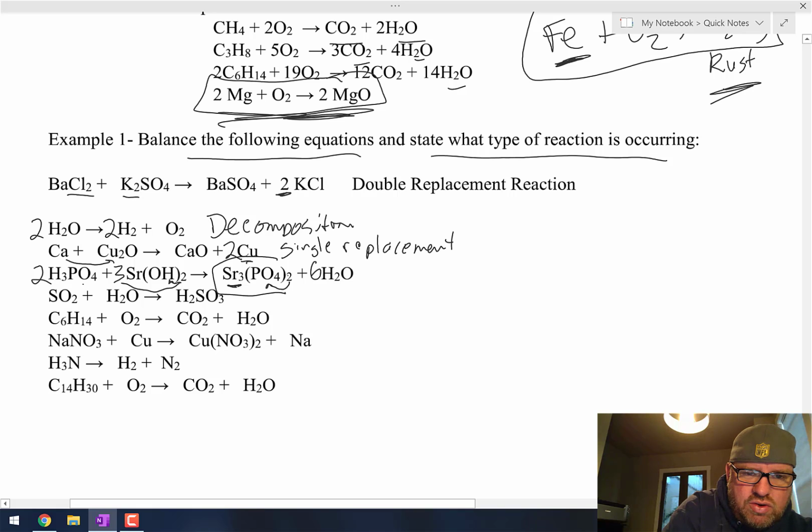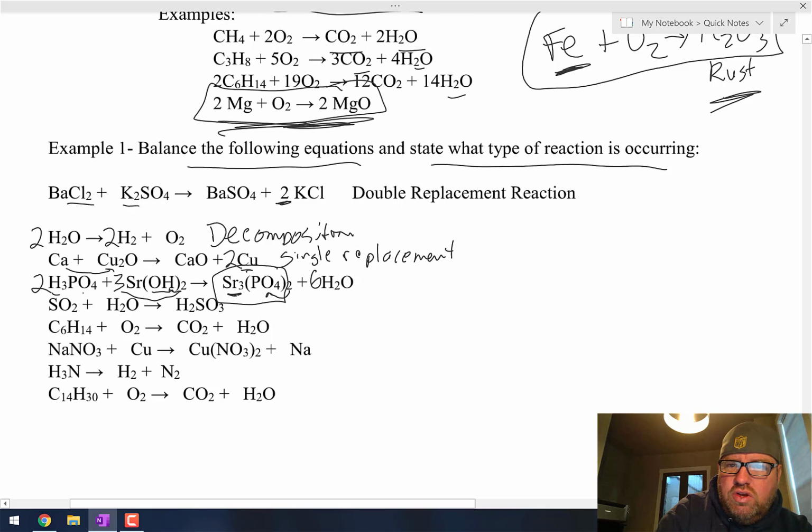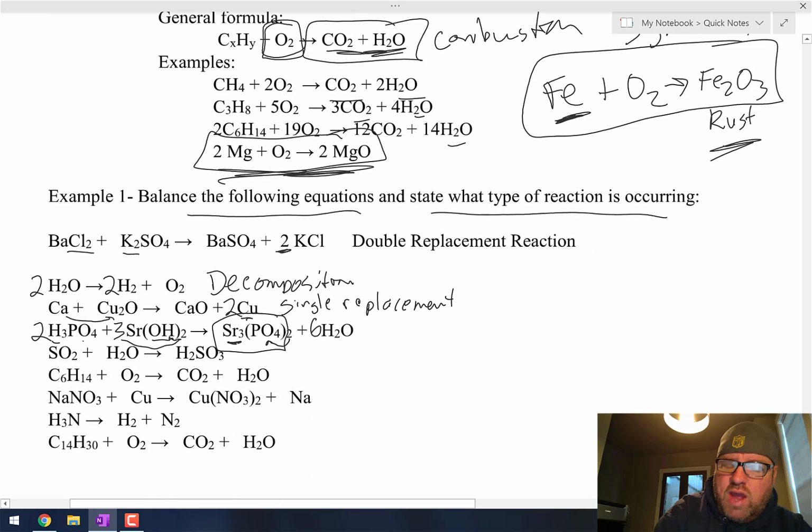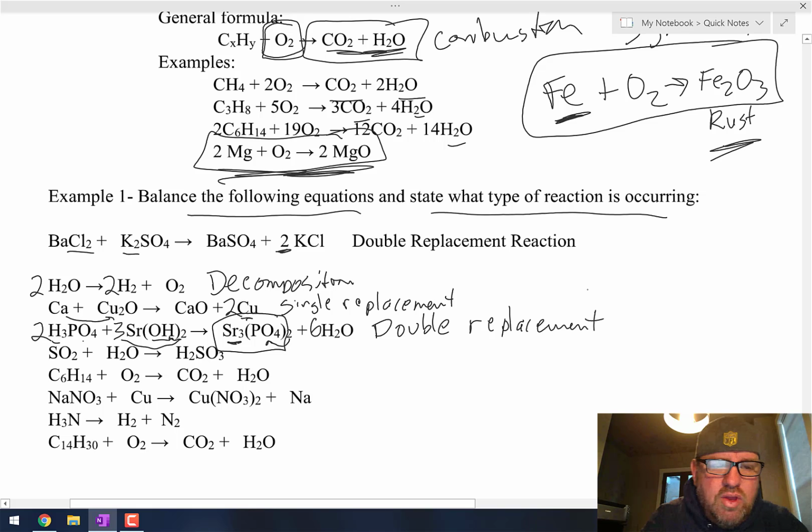And again, notice what happens here is that the strontium now goes with the phosphate. So here we have the strontium with the phosphate. And again, the H goes with the OH, which remember, I think I erased it, but remember, HOH is the same thing as H2O. So the H goes with the OH, so nothing's by itself, so 2 things are being replaced, so that is a double replacement reaction.